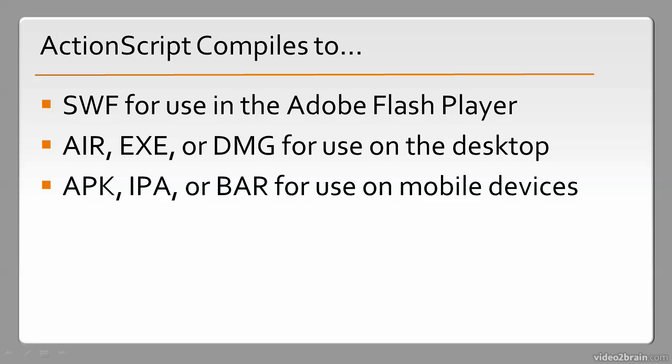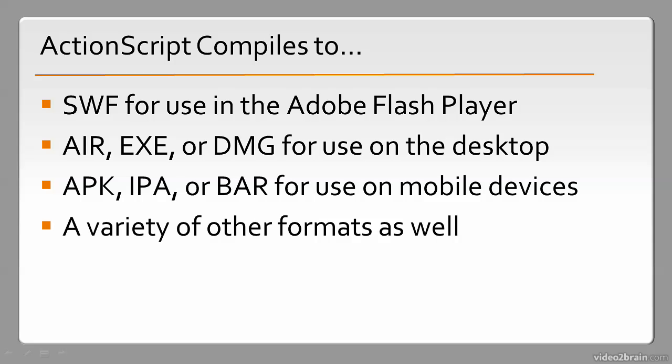Lately, ActionScript has been used to compile to platforms beyond traditional desktop computing, such as television sets and mobile devices. Some of the formats included in this category include APK, which is the standard Android format, IPA, which is for iOS, or BAR, which is used for BlackBerry's tablet OS. And it can compile to a variety of other formats as well. Lots of people have leveraged ActionScript to be used in other systems, such as Scaleform, which uses it in commercial video game software for consoles.